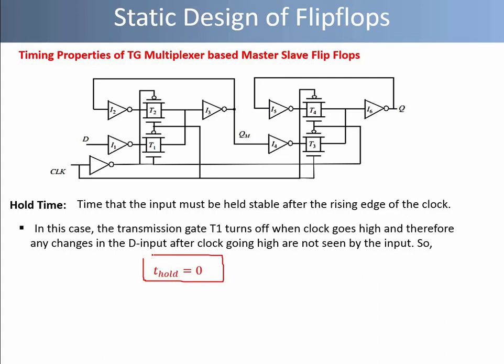This means that when the clock goes high, the first latch disconnects the input from being sampled by the flip-flop. Therefore, after the rising edge of clock, the input can be changed. It is not sampled by the flip-flop. So the condition that the input D must remain stable a certain time period after the rising edge of clock is not necessary in this implementation. Therefore, the hold time is equal to 0.